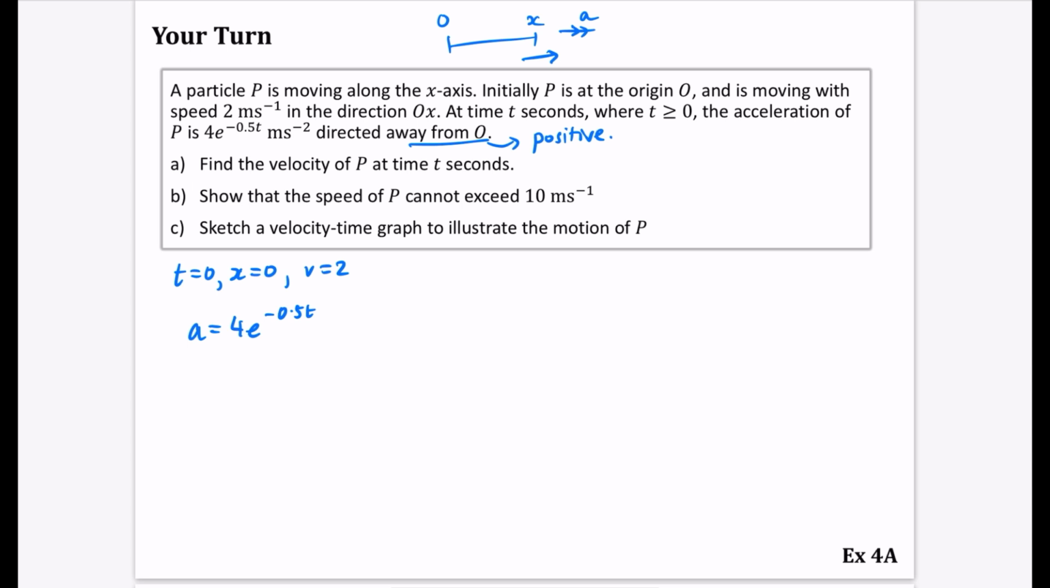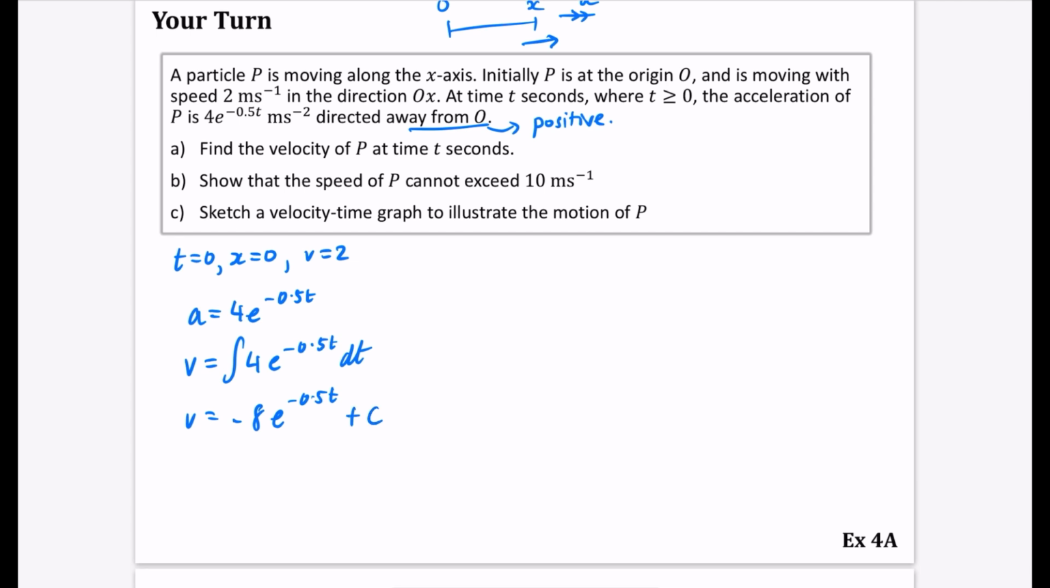We're going to find the velocity of P at time t seconds. Well, we know that the velocity is where you're going up that list, so we're going to integrate it. We're going to integrate 4e^(-0.5t) with respect to t. So it's still going to be e^(-0.5t). I'm going to have to counter that negative, and I'm going to have to counter that 0.5, and I'm going to have to put on a plus c.